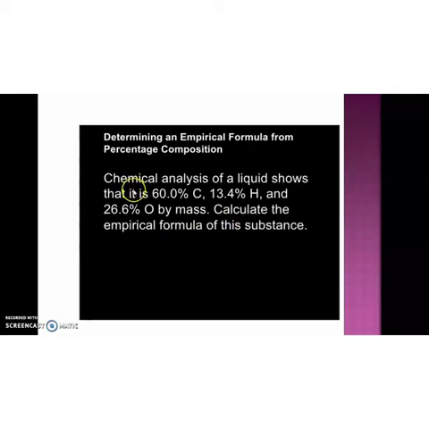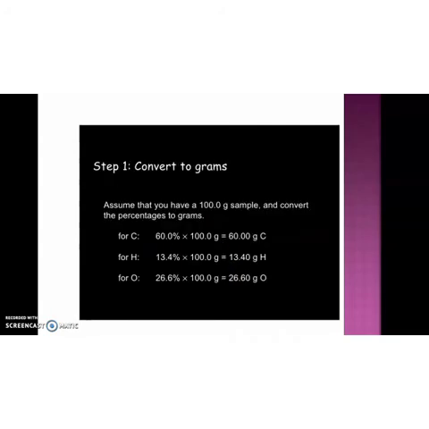For example, here is a problem relating to the empirical formula. Chemical analysis of a liquid shows that it contains 60% carbon, 13.4% hydrogen and 26.6% oxygen by mass. Calculate the empirical formula of this substance. To find the empirical formula, there are various steps.